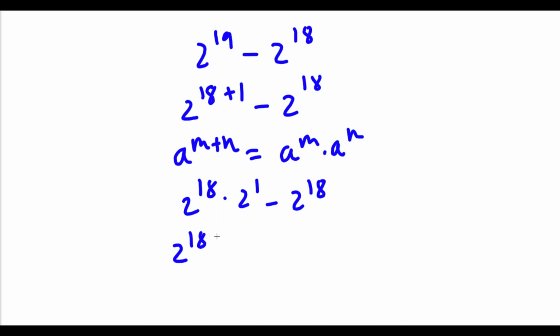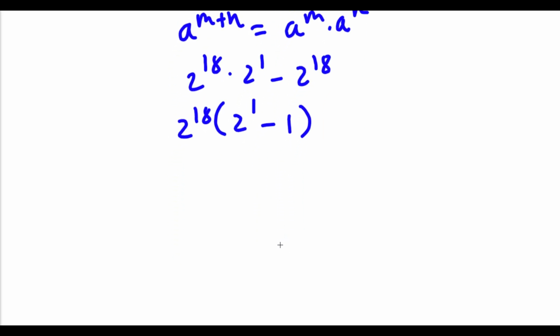So now we can factor out 2 to the power of 18. So we get 2 to the power of 18 times 2 to the power of 1 minus 1. Now 2 minus 1 is simply equal to 1, so I have 2 to the power of 18 times 1. And this is simply equal to 2 to the power of 18.